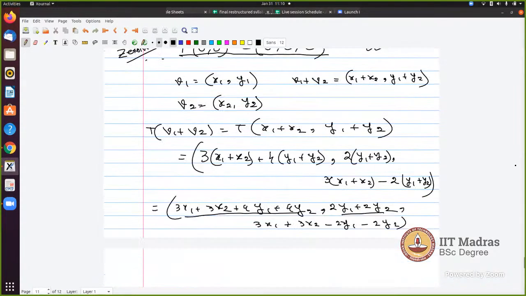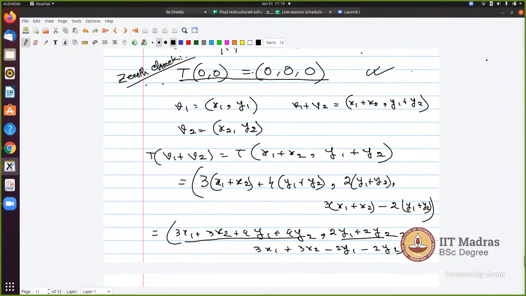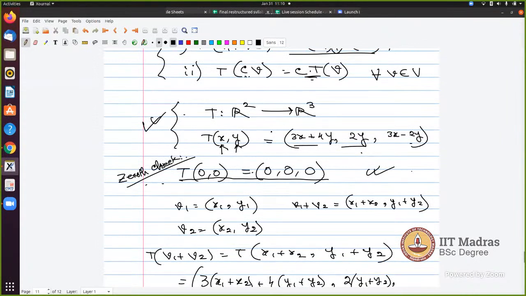So suppose in this example you want to see. This is how we can write this matrix. So this is 3, 4, 0, 2, 3, minus 2. If you multiply with x, y, what is the first coordinate? 3x plus 4y. What is the second coordinate? 2y. What is the third coordinate? 3x minus 2y. You got it, no? Thank you, sir.